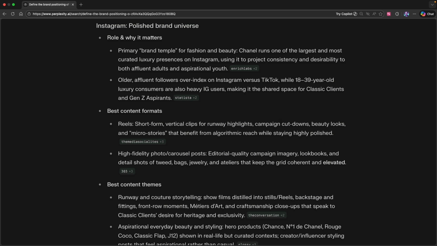Instagram. The AI calls it Brand Temple. This is your digital flagship store. It must be polished, no messy edits, no low quality photo. Whether it's a reel of the runway or a photo of a bag, it must look expensive. This is where the classic client checks if you are still relevant and where Gen Z dreams of their first purchase.